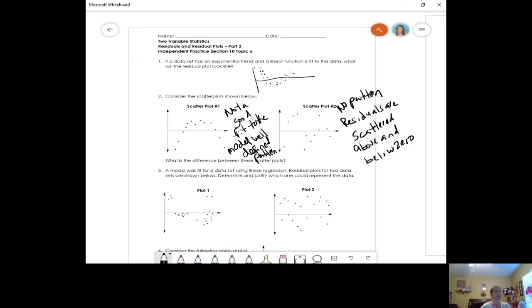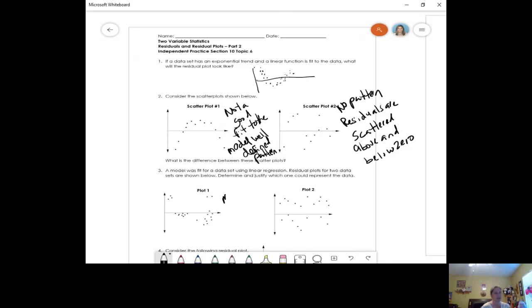Residual plots for the 2 data sets are shown below. Determine and justify which one could represent the data. So, all right, so we're looking at this. So as you can see, there's 1, 2, 3, 4, 5, 6, maybe 6 above 0. And then all the rest of them are below 0.